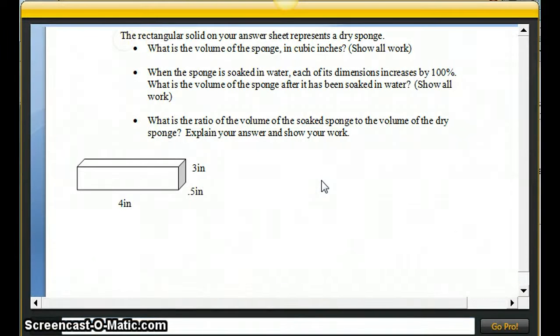The rectangular solid pictured here represents a dry sponge. It's 4 inches by 0.5 inches by 3 inches, and the first bullet says to find the volume of the sponge in cubic inches.